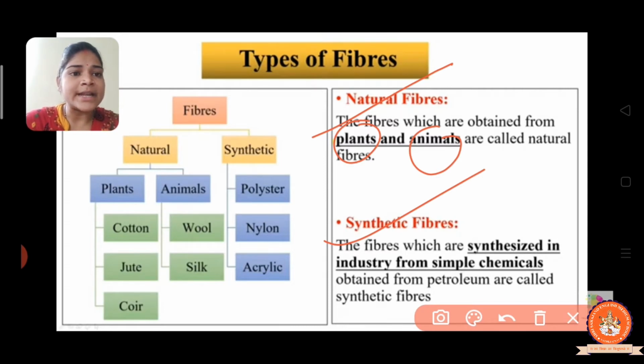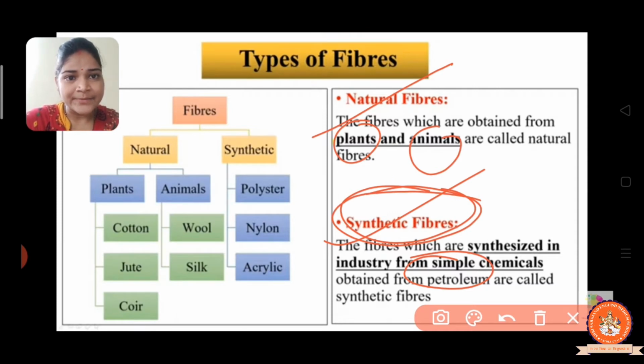Right? And synthetic fibers are the fibers which are synthesized in industry from simple chemicals obtained from petroleum. So synthetic fiber is obtained from coal and petroleum. The synthetic fiber chapter will come in class 8. In this chapter we learn about natural fiber. In class 7 only natural fiber is given, but in class 8 synthetic fiber comes, right?